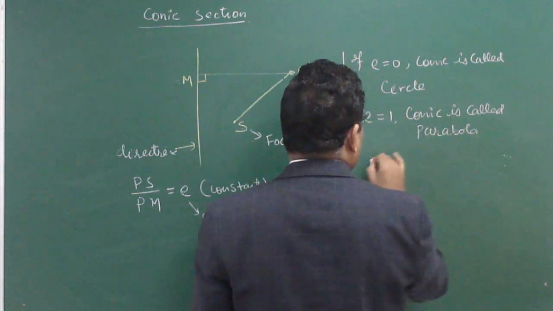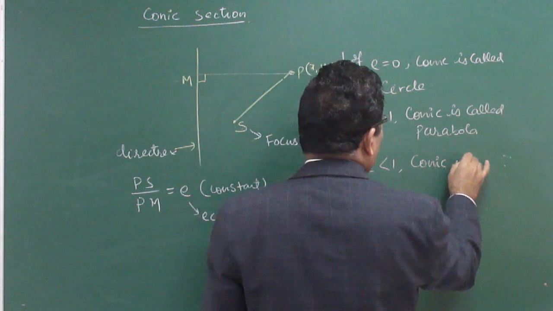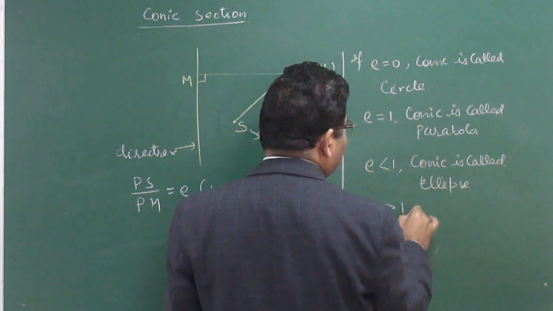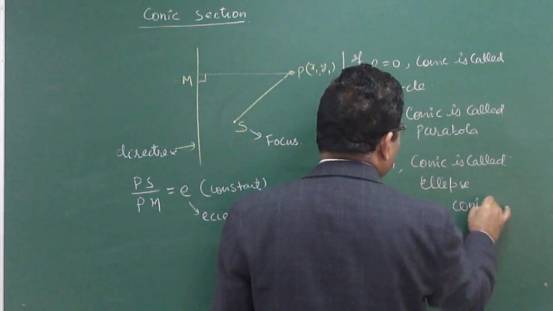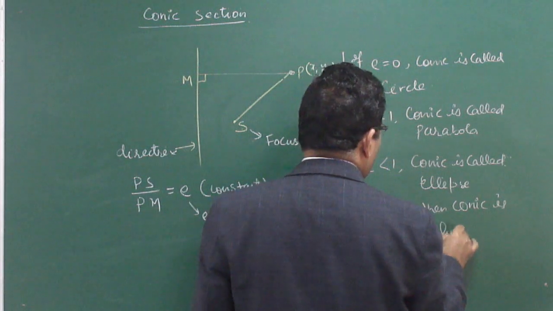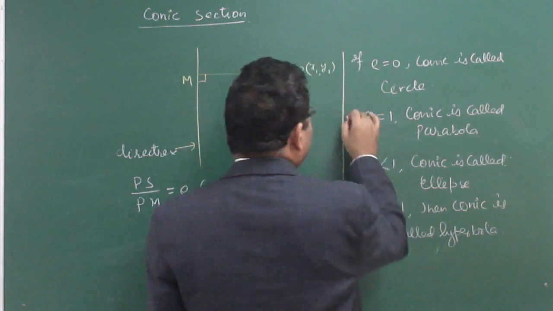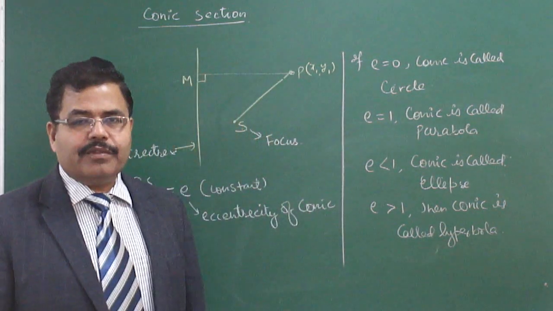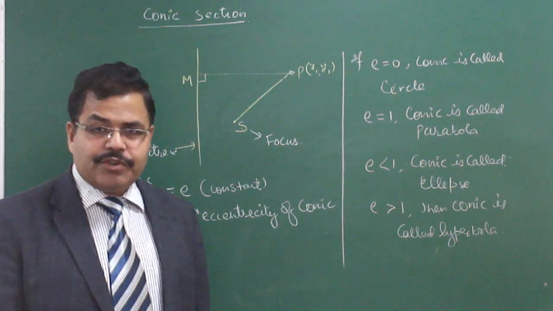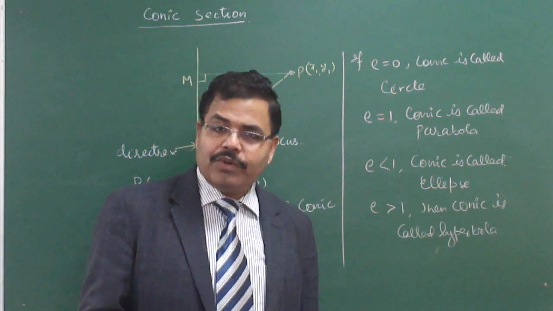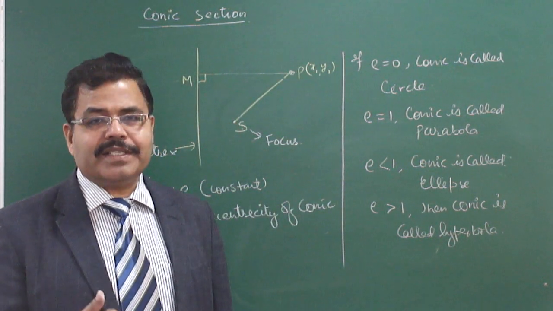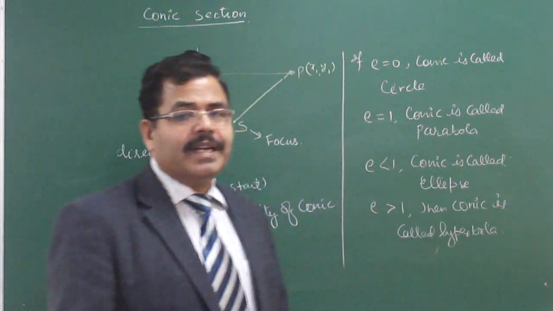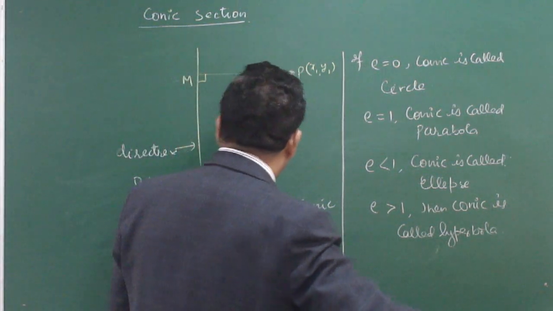And if E is less than 1, then the conic is called an ellipse. And if E is greater than 1, then the conic is called a hyperbola. So these are the four situations, and conics can be divided into four categories, defined on the value of the ratio of the distance from a fixed point to the distance from a fixed straight line, which is called eccentricity. If the eccentricity is equal to 1, then it is a parabola. If it is greater than 1, then it is a hyperbola. If it is less than 1, then it is an ellipse.